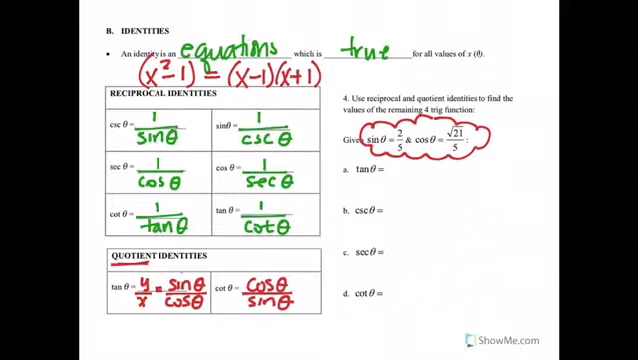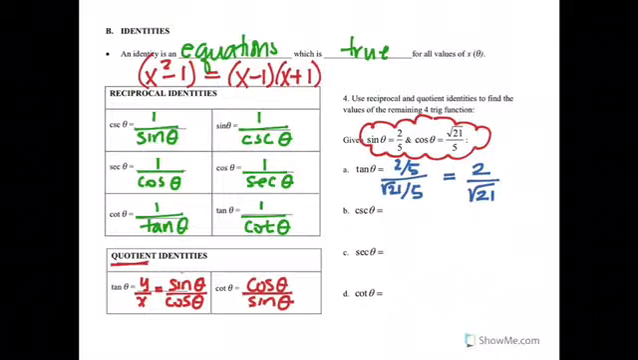For instance, how do I find the tangent if I'm given the sine and the cosine? Well, I know that the tangent is going to be equal to the sine divided by the cosine. Therefore, the tangent will just be equal to 2 over root 21.